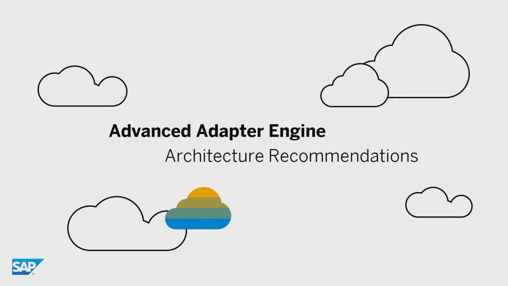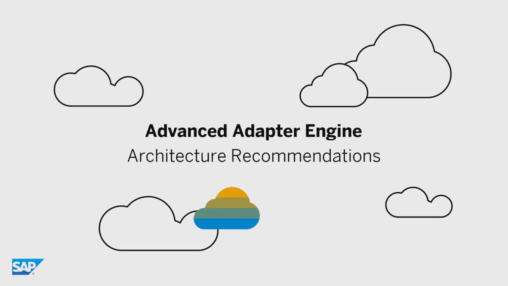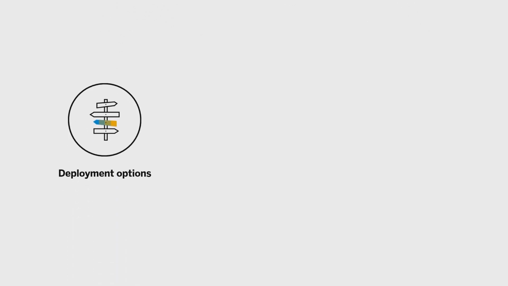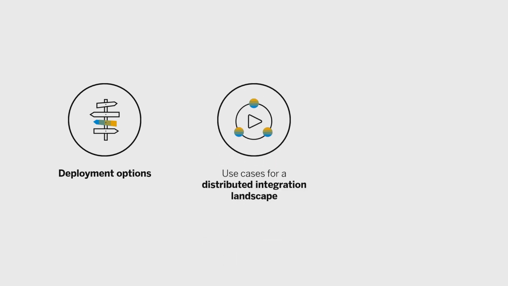SAP Process Orchestration is our strategic integration offering for integration of on-premise applications and hybrid scenarios. It allows various deployment options which result in different system landscape architectures. In this video, you will get a brief overview of what kind of deployment options exist in the context of application integration. You will learn about various options and use cases for a distributed integration landscape.